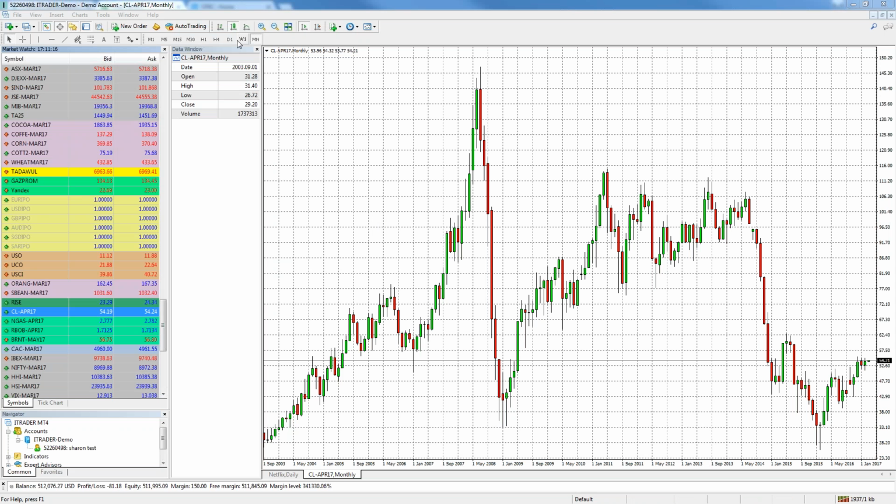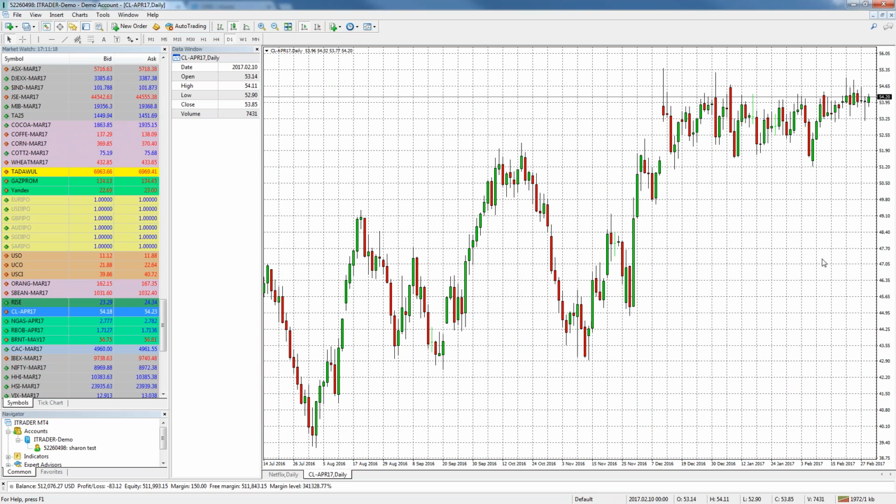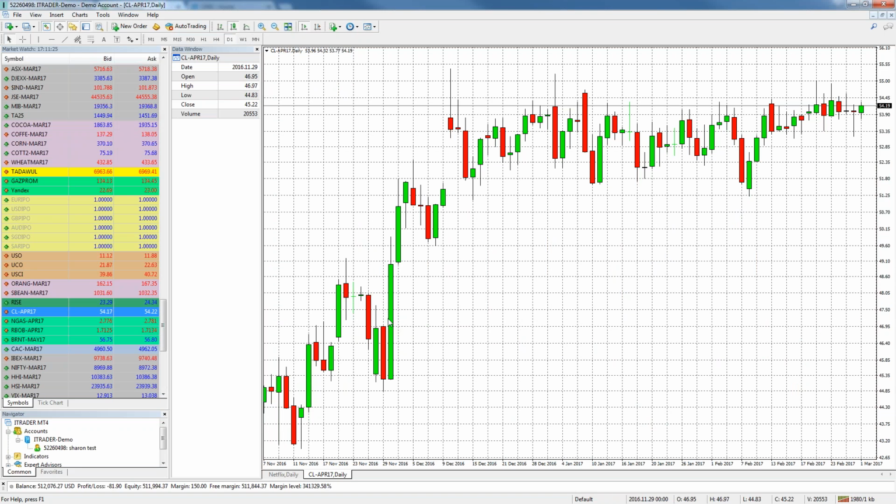Let me show you what happened. Let's go back to the daily chart of oil. This is a daily chart. This candle right here, you see this huge green candle? Let me zoom in for you. You see this huge green candle? The date here is November 30. This candle represents crude oil prices on November 30.